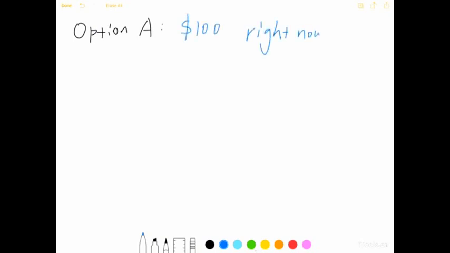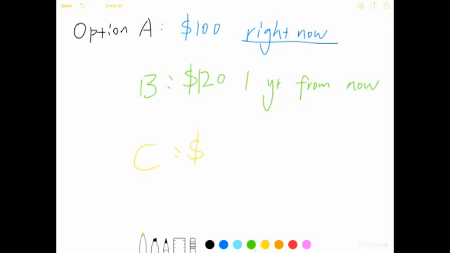For the first option, I'm giving you $100 right now. And for the second option, I will give you $120 1 year from now. And for the last option, I will give you $125 in 2 years. So 2 years from now.